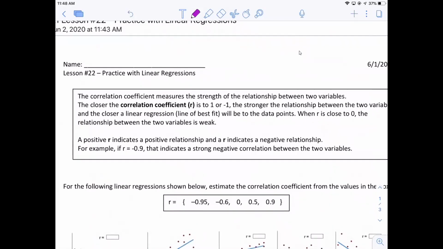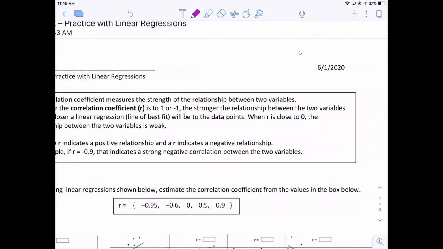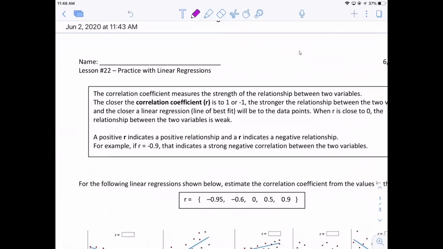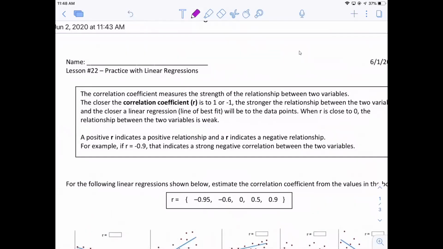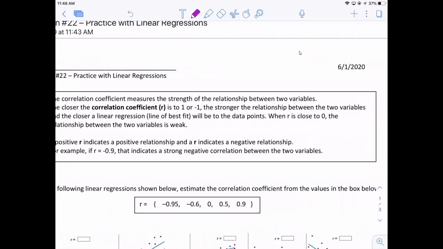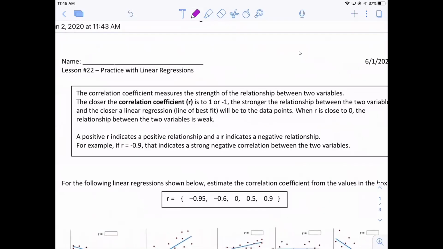So the closer the correlation coefficient R is to 1 or to -1, the stronger the relationship between the two variables, and the closer a linear regression line of best fit will be to the data points. When R is close to 0, the relationship between the two variables is weak. Yeah, the closer it is to 0, the weaker it is. When R is actually equal to 0, it means there's no relationship between the two variables.